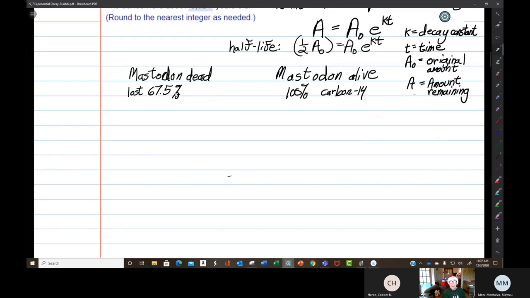So how much has it got left? Because A here means the amount remaining, not the amount it lost. So these are trick problems. Most people are going to go with 67.5%, and it's not what the problem says. It says it has lost 67.5%. So to find out what A is, the amount remaining, that's going to be 100% minus 67.5%.